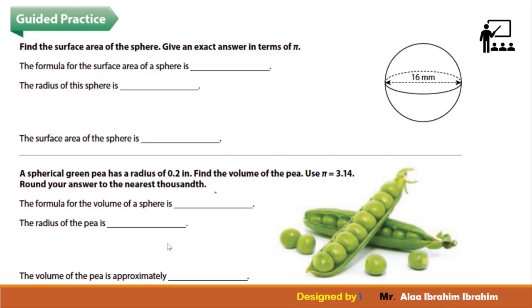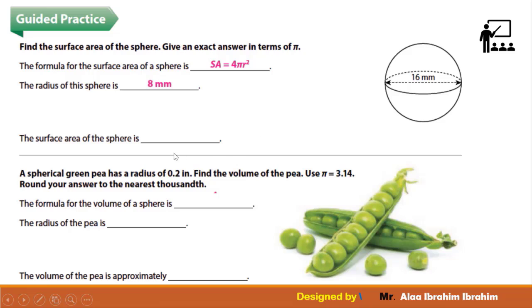Now how do I find the surface area? We have a practice here: find the surface area of the sphere, and give exact answers in terms of pi. So the formula again, do you remember the formula of surface area? Yes, 4 pi r squared. So I replace this. I have a problem. This is not the radius. This is a diameter. Again, yes, of course, you're right. You have to divide it by 2.